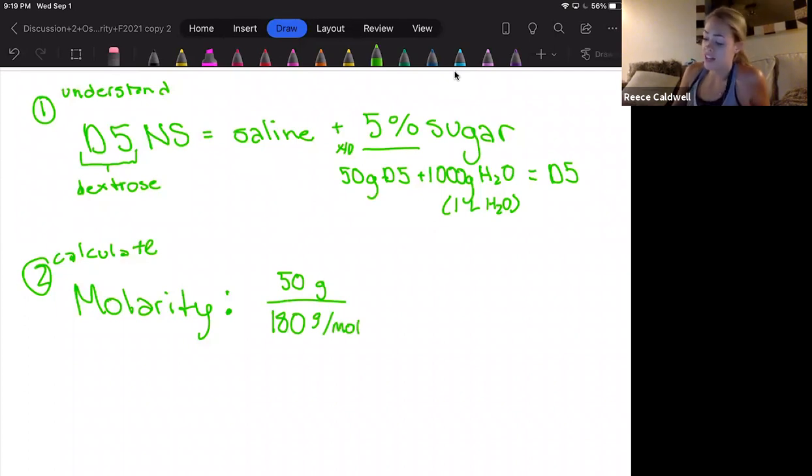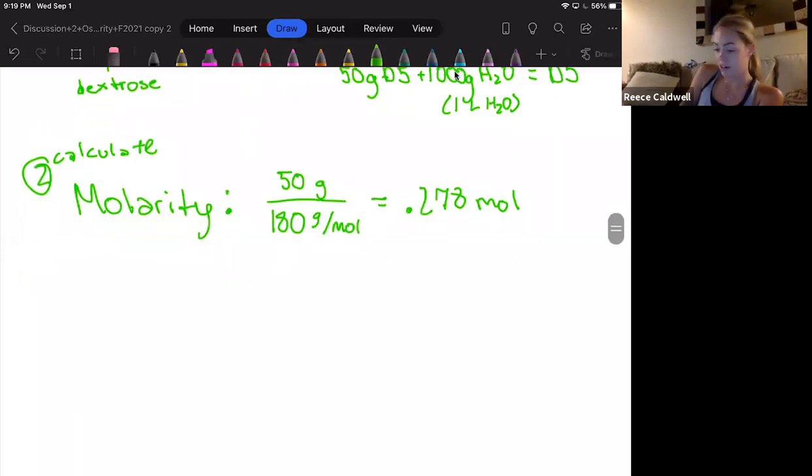Definitely want to memorize that. And what that's going to give us is 0.278 moles. However, that's in units of molarity. We need to put it in osmotic terms because we are in physiology now. So we will solve for osmolarity.